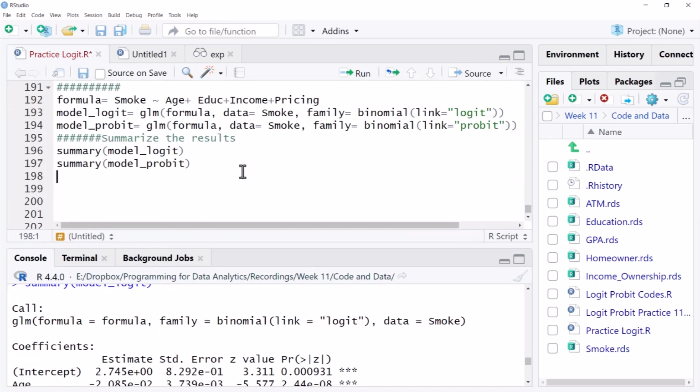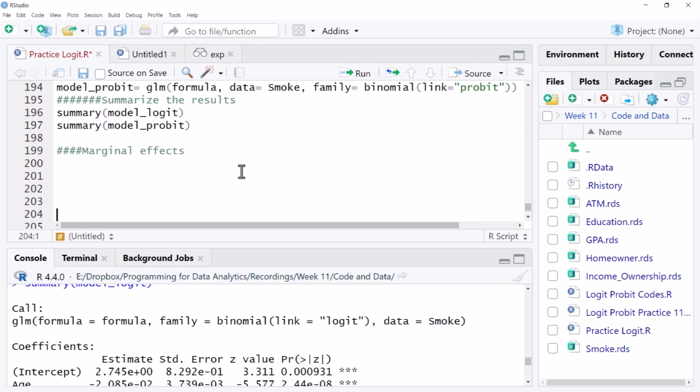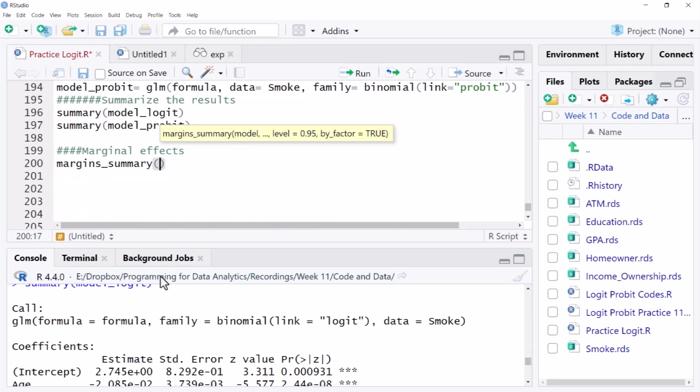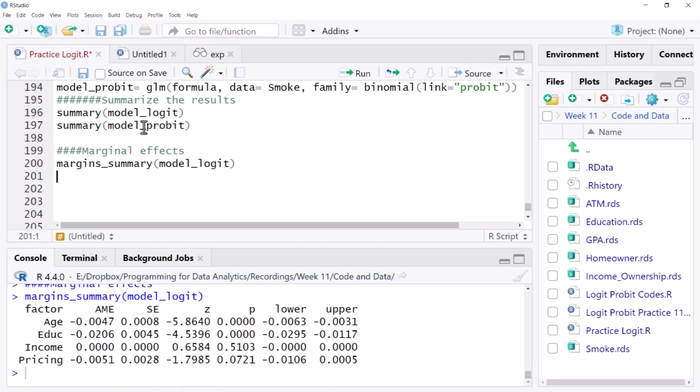So we can also examine the marginal effect, which will give us a proper idea of the relationship. The approach can be as follows. We can apply the margins command, or margin summary rather. So margin summary for logit. Margin summary gives us the average effect, along with their interval and their significance. We'll examine the margin summary for logit and probit both.